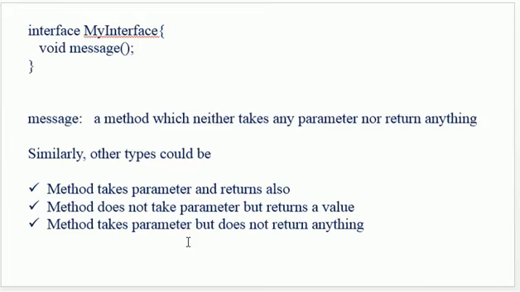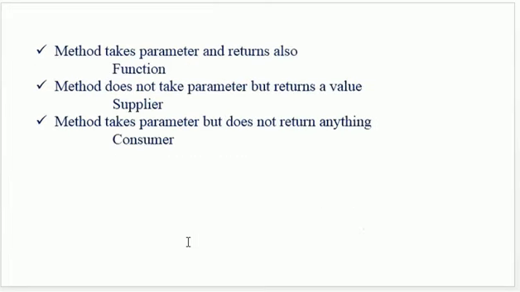So we have methods that take parameters and return a value. We have methods that do not take any parameters but return a value. So we have these combinations. If a method is taking a parameter and returning also, we say that it's a function. If a method doesn't take any parameter but returns a value, then it's a supplier. If a method takes a parameter but does not return anything, then it's a consumer. So these are function, supplier, consumer. These are certain built-in functional interfaces in Java.